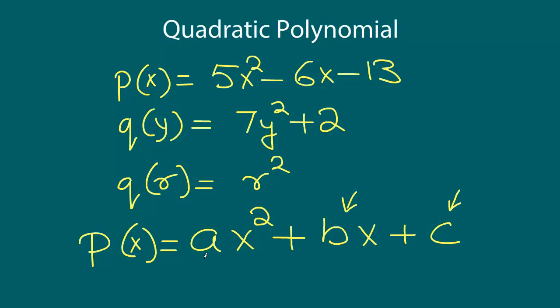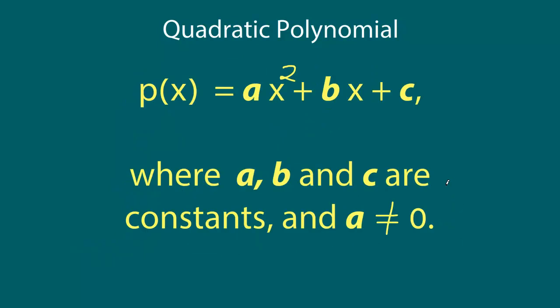But if we make the coefficient of x squared, the a term, 0, then the x squared goes away. The variable with power 2, which gives us the degree 2, that goes away. We cannot have that. We cannot have the x squared or the y squared or the r squared term go away. So a can never be 0. So here a, b, c are constants, and b and c can be 0, but a can never be equal to 0.